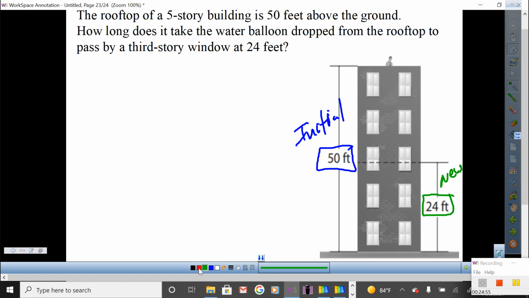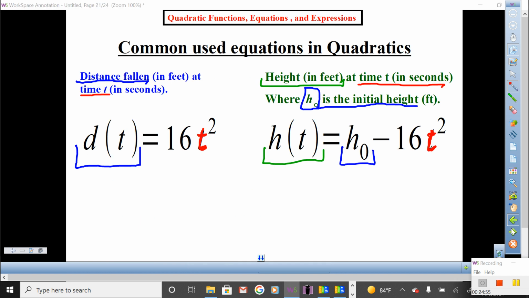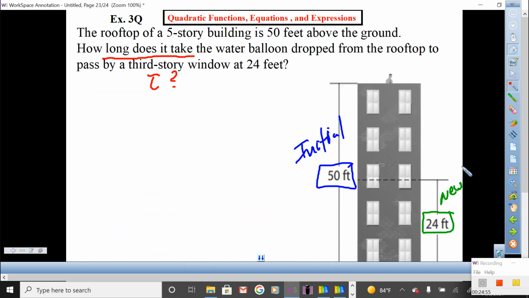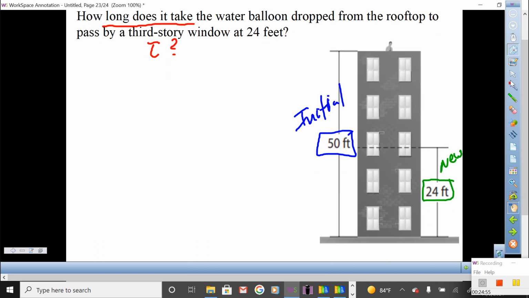Okay, and they still want us to figure out what? How long does it take? Time, that is correct. They still want us to figure out time. So now we have 3 things. Time, and 2 heights. So, tell your neighbor which formula out of those 2 you're going to use for this new problem. Alright? So yes, hopefully you said the second one, yes?